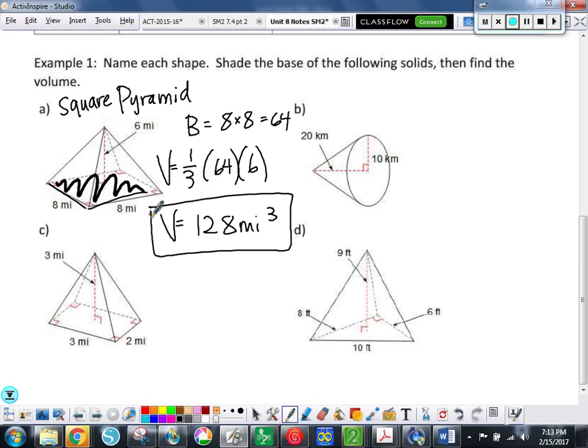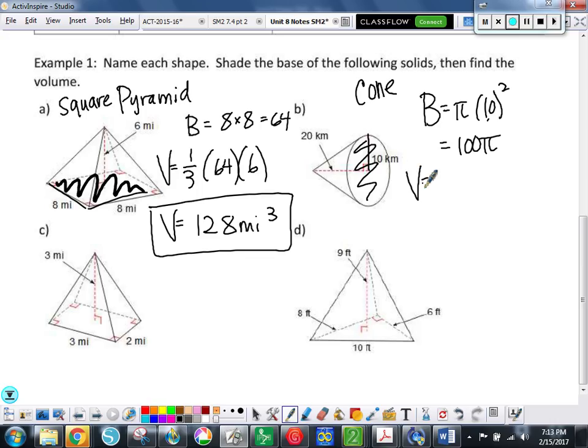Okay, so this next one is a cone. So before we start, I've got a cone. This is the base. The radius is 10. So to find the area of the base, it's pi r squared. 10 squared is 100, so it's going to be 100 pi. If I want to find the volume, it's 1/3 times the base area times the height. We're going to have to use a calculator on this one. Where did I put it? Right there.